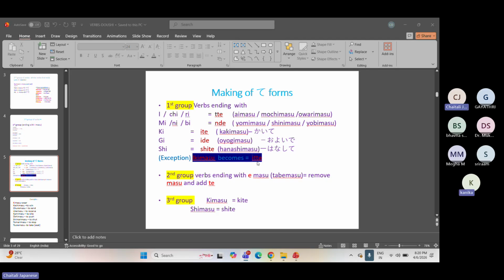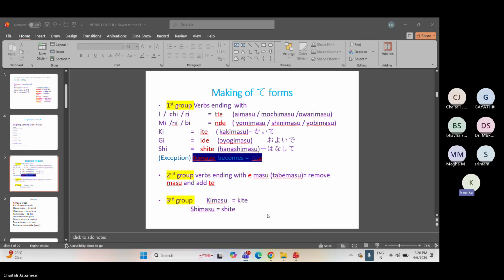Yes, Kanika. Hi, Sensei. Could you please just pronounce the changes? So basically, a verb which is ending with ki, kakimas, will become kakite, is it? Kakimas will become kaite. Kaite.